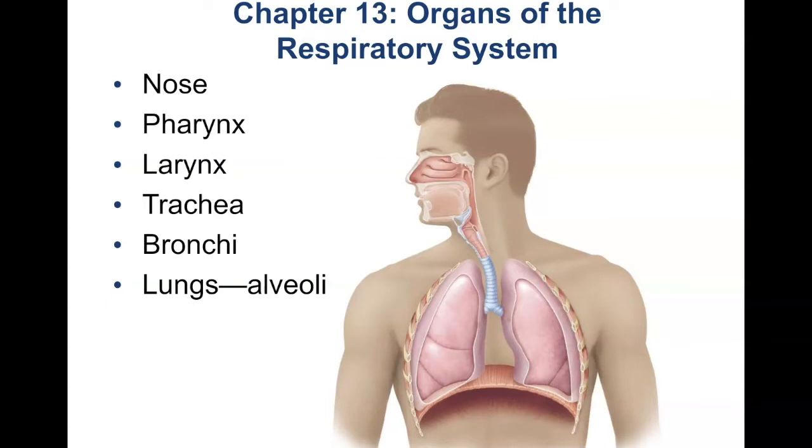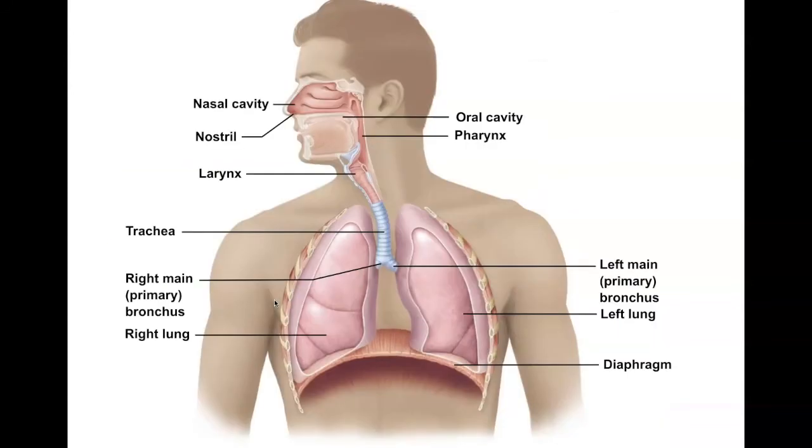And so here you can see we have a basic list of some of the different organs or structures within the respiratory system that we're going to be talking about today, including the nose, the pharynx, the larynx, the trachea, the bronchi, and then the lungs, which end in or are filled with these sacs known as alveoli. And we'll probably be talking more about these guys tomorrow. So let's go ahead and get started with the anatomy.